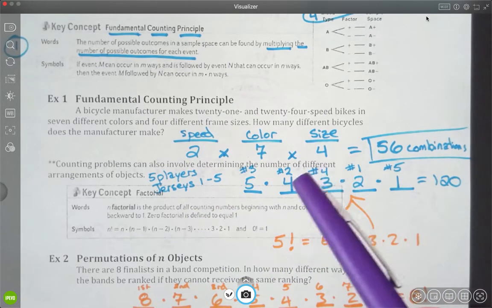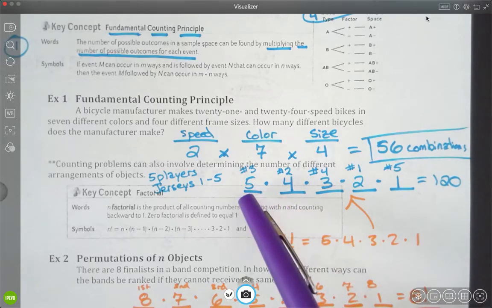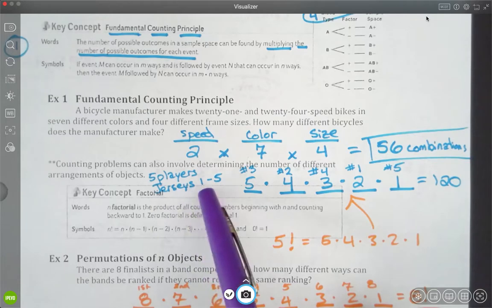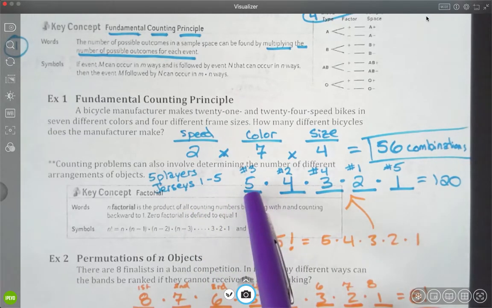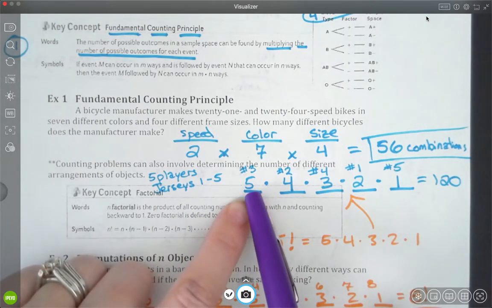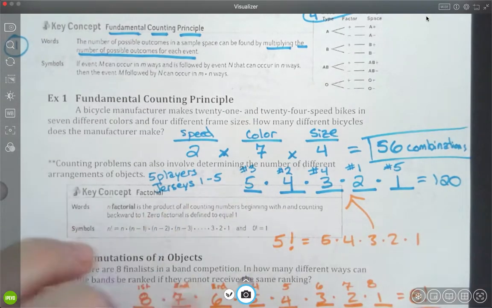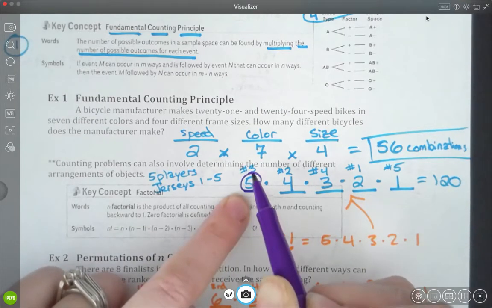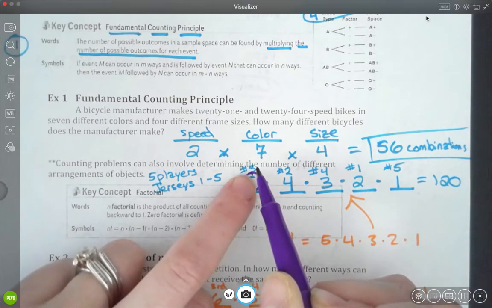Okay, now, in addition to that, this is also a fundamental counting principle. So let's say I have 5 players with jersey numbers 1 through 5. Okay, so my first player, if they're going to pick their jersey number, my first player can pick from 5 different jerseys. That's this guy right here. They can choose 5 different jersey numbers. So the person in class that was the first one picked the number 3.